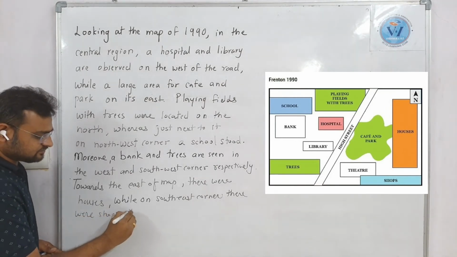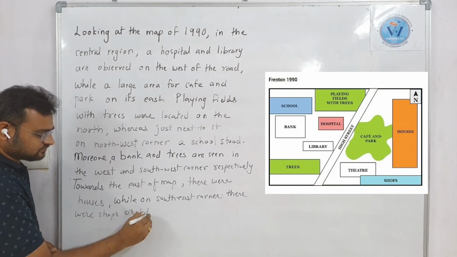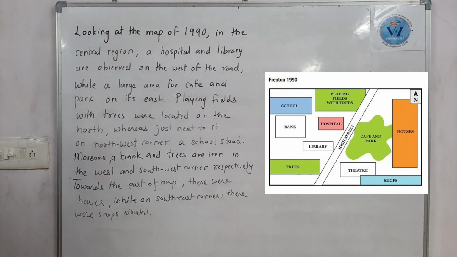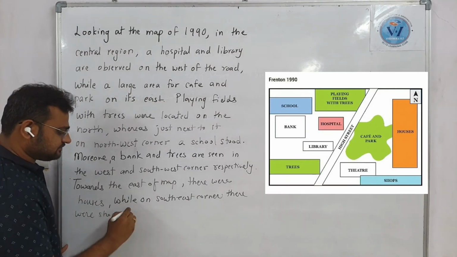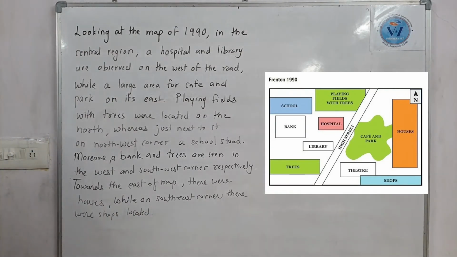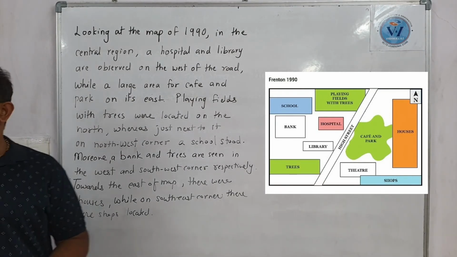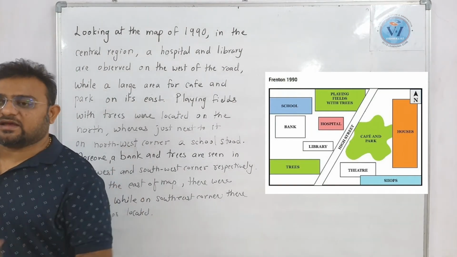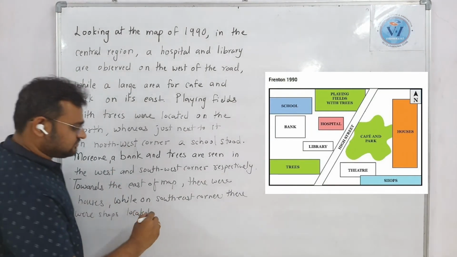Situated, or else located. Only one thing is remaining, theater. You can write down a theater is observed between the cafe and park and shops.